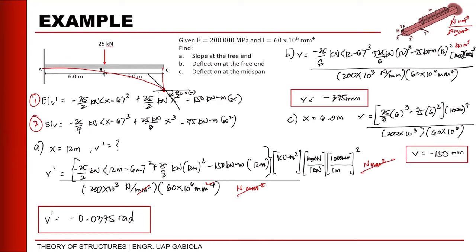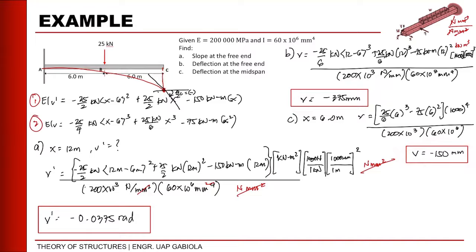Okay, so as we can see, mula doon sa elastic curve natin, at this point, ito yung maximum deflection natin, which is evident kung saan nakuha natin yung value na 375 mm yung value niya. And at the center, 150 lang siya. So meaning 150 mm to, then 375 to. Okay, so that is our second example.